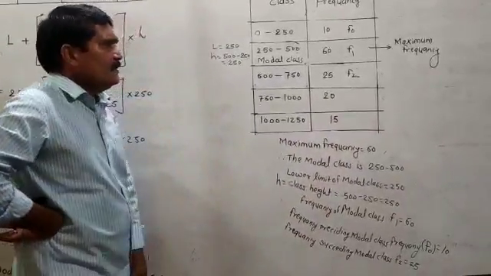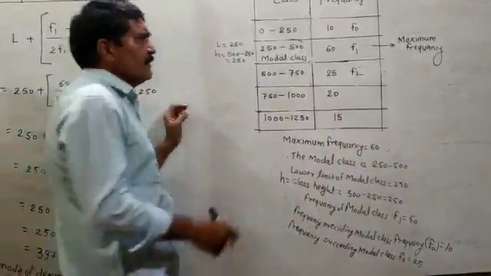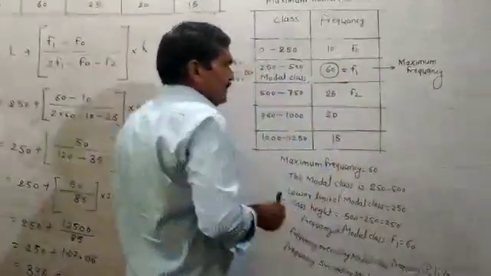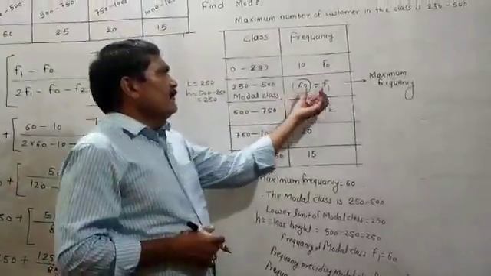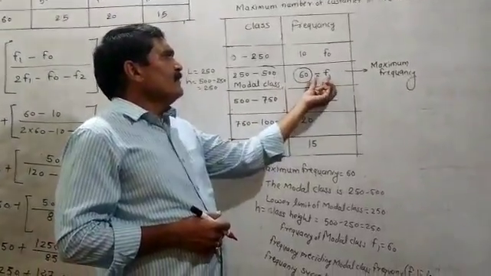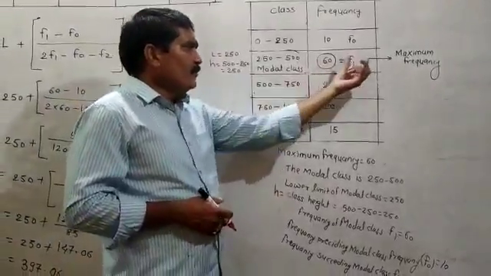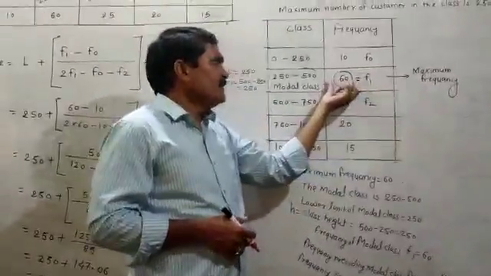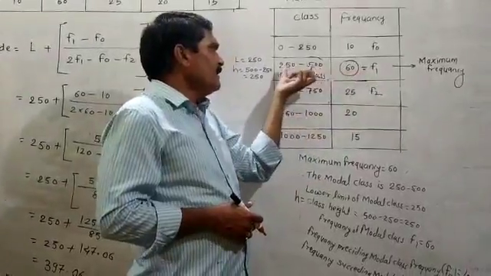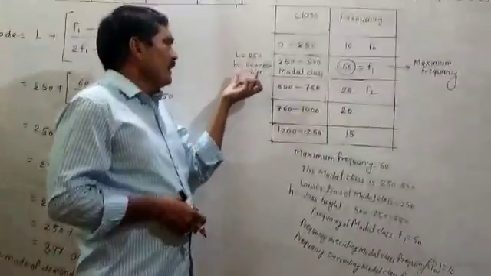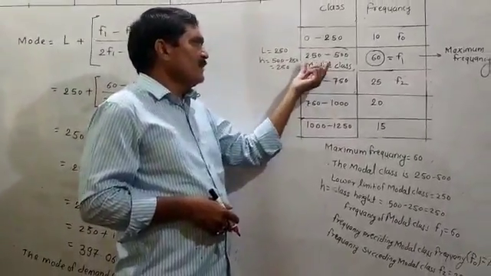So for this you have to find out the maximum frequency. This 60 is the maximum frequency that you have to denote by F1, and the class of this frequency is called the modal class. So you have to first observe the maximum frequency. 60 is the maximum frequency, and this class is called the modal class. This is the lower limit of the modal class. You have to find out the class height of the modal class.